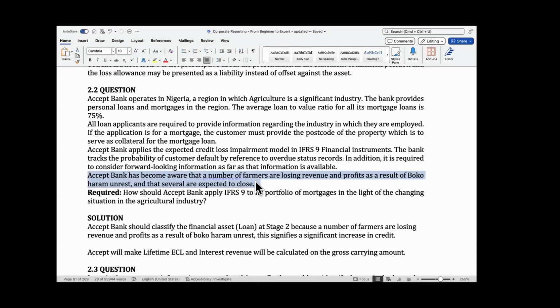So you should just classify all the loans to stage 2. And that's what this solution is saying, that Asset Bank should classify the financial asset as stage 2. Because a number of farmers are losing revenue and profits as a result of Boko Haram unrest, which signifies a significant increase in credit risk. So Asset Bank will make a lifetime ECL, and interest revenue will still be calculated on gross carrying amount. This last paragraph is what shows us that there's a significant increase in credit risk.